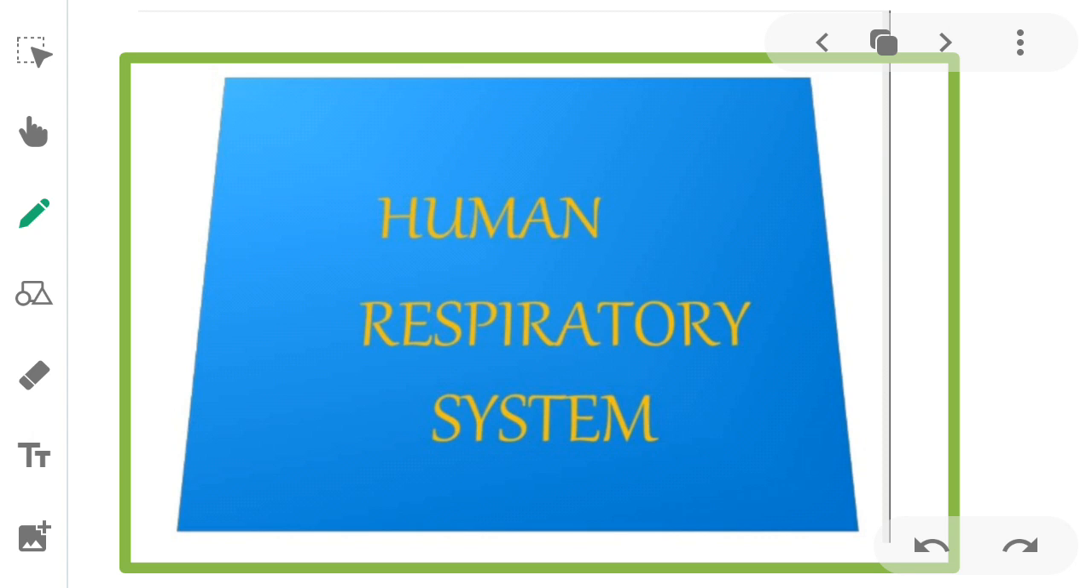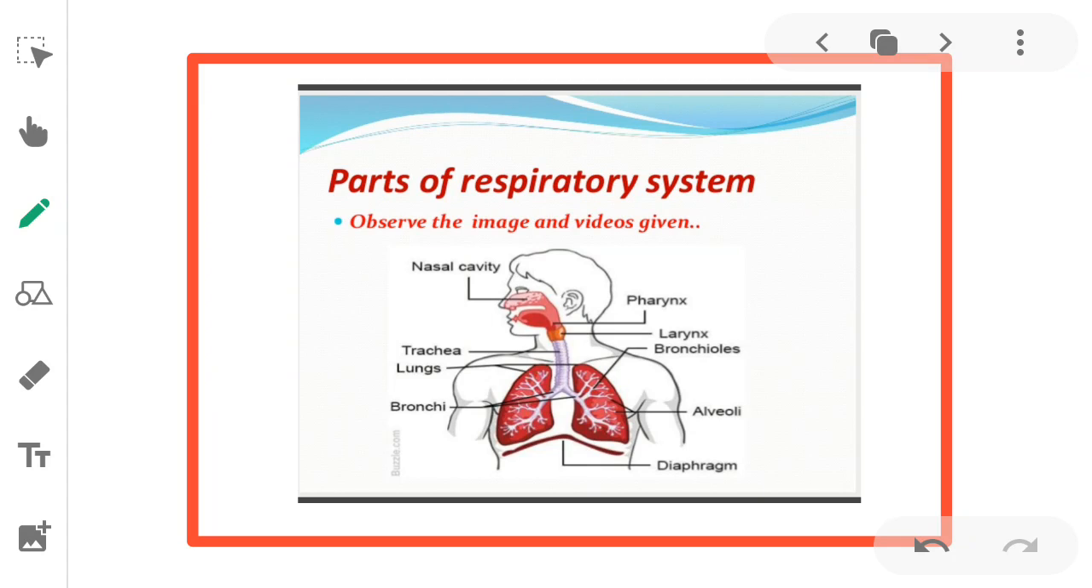Now we'll study the human respiratory system. These are the parts of the respiratory system. Here you can observe the different parts of the respiratory system in humans. First comes the nasal cavity, pharynx, larynx, trachea, bronchioles, bronchi, alveoli, lungs, diaphragm. So these are the parts of the respiratory system.